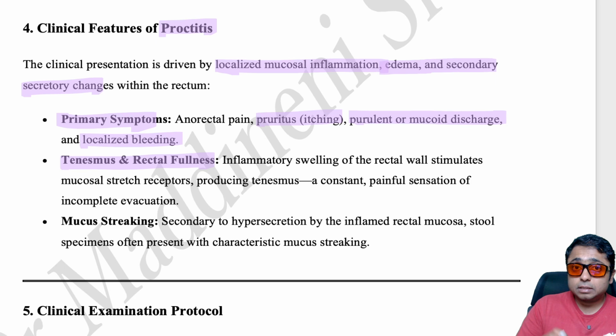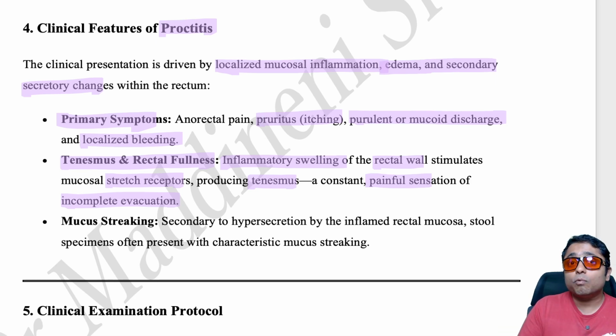Tenesmus, rectal fullness, this is one very important symptom associated with proctitis especially. In which there will be inflammatory swelling of the rectal wall which will stimulate the mucosal stretch receptors, producing tenesmus. So what do you mean by tenesmus? It is a constant painful sensation of incomplete evacuation. Though the person completely evacuates the bowel, whatever waste is there, still they are going to get an urge, a painful sensation that they still want to evacuate the bowels. This is what is called tenesmus. This is very important in proctitis.